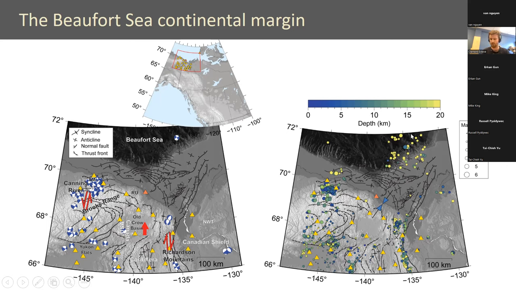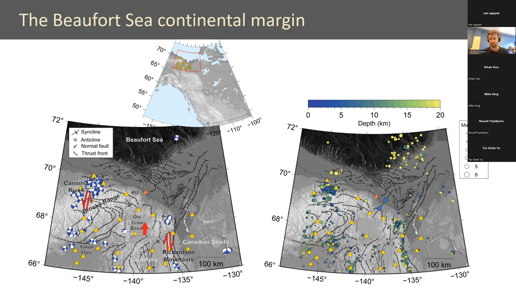And further north within the Beaufort Sea, we have this cloud of seismicity whose origin remains poorly constrained due to the lack of seismic stations in the surrounding area. Some people speculated that the origin of the seismicity is due to the tectonic loading from the Mackenzie Delta with the sediment influx here, so basically having some lithosphere flexure here.